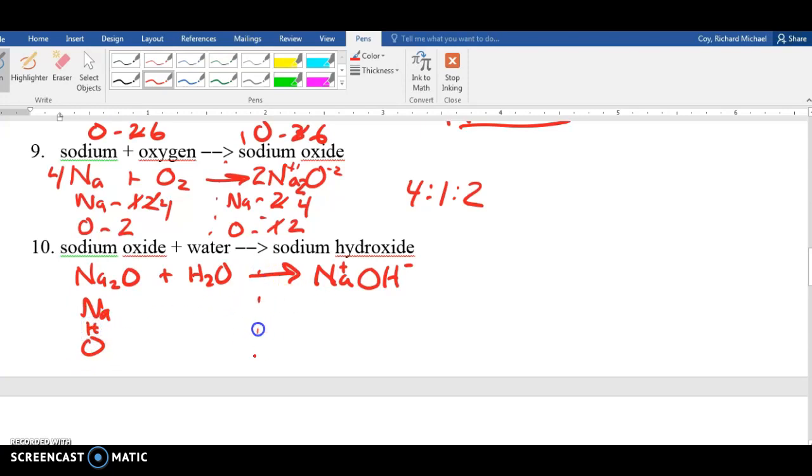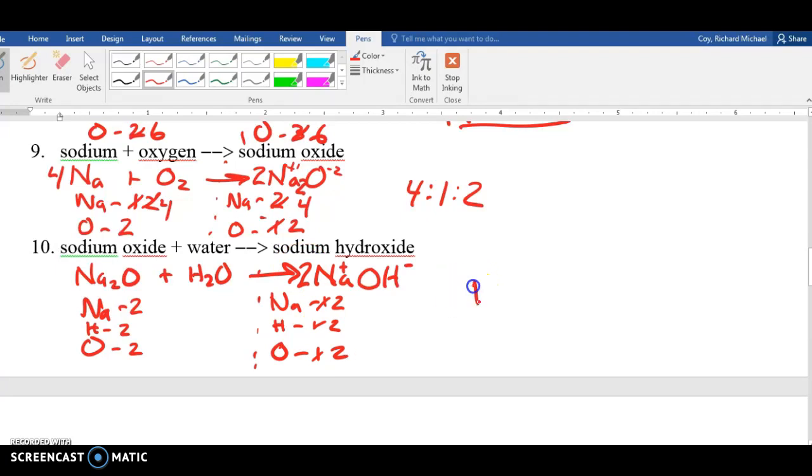All right, so we've got some sodium, we've got some oxygen, we've got some hydrogen. We've got some sodium after, some hydrogen after, some oxygen after. 2 sodiums, 2 hydrogens, 2 oxygens. Sodium, 1 hydrogen, 1 oxygen. Oh, how about if I do that?